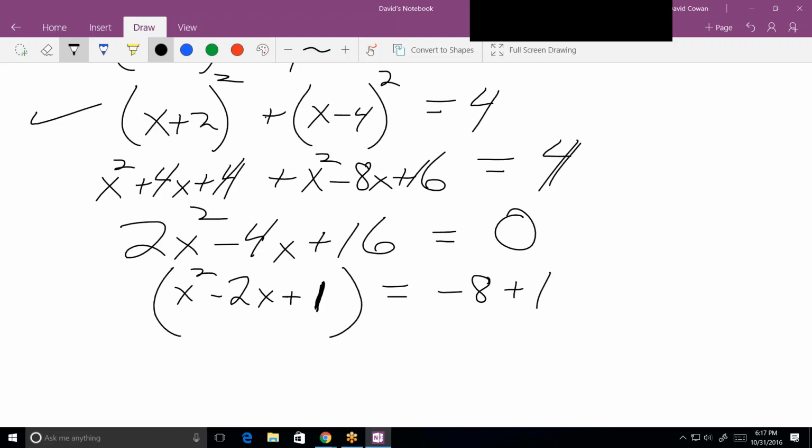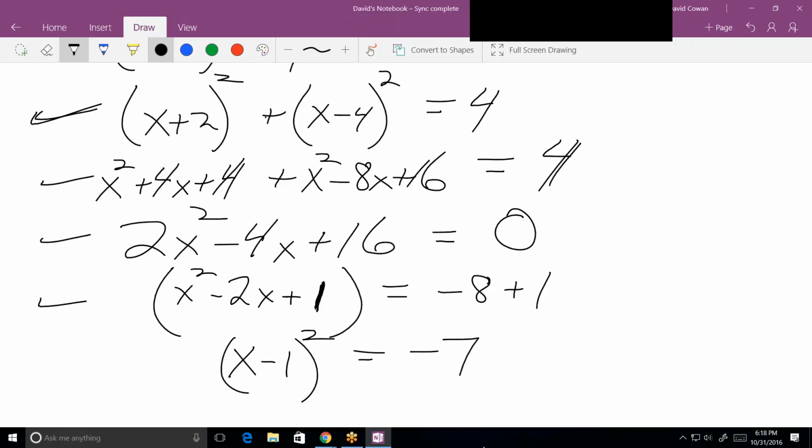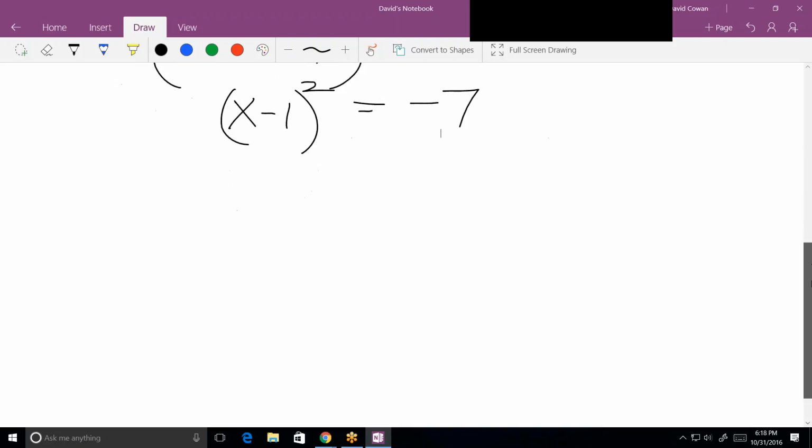Balance it out. Now, this is still exactly the same as that. Here's the beauty of completing the square: because I completed the square, I can now write this term as a linear term squared. This becomes minus 7. And now, take the square root of both sides.